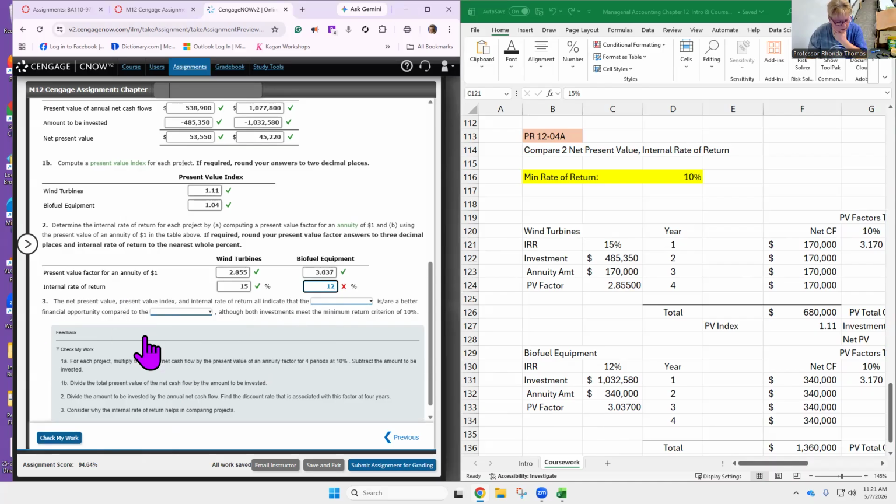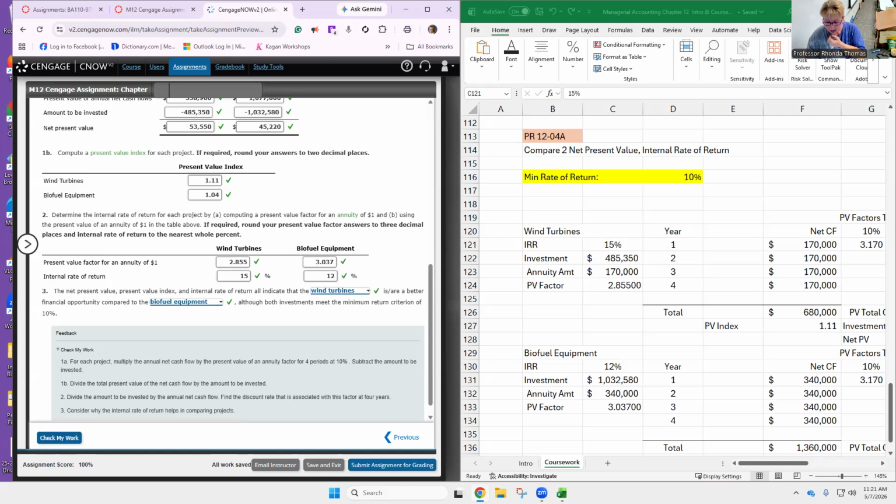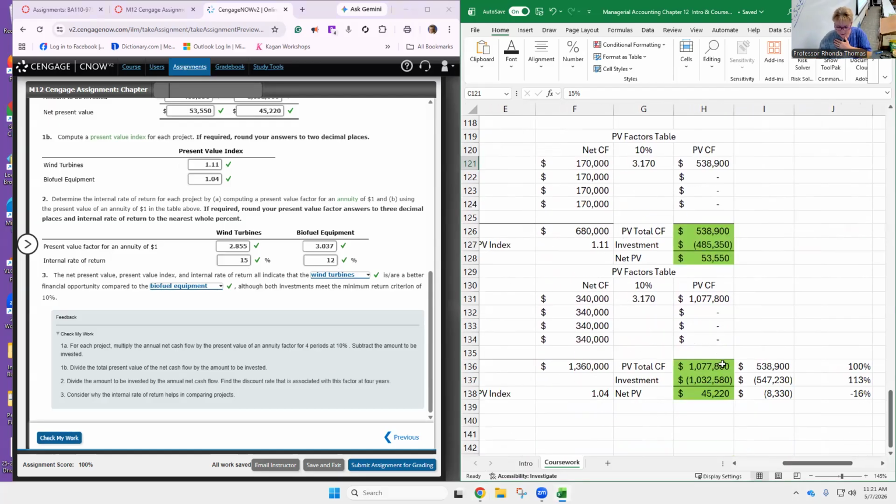Okay, let's read it. The net present value, the present value index, and the internal rate of return all indicate that the wind turbine is the better option compared to the biofuel equipment, although both investments meet the minimum return requirement criteria of 10%. Yes. Okay, let me see if I got it right now. The other thing I want to make mention of, because we're done: golly, look at the investment. This is half of what that one is. Half, right? So that also might be a consideration.